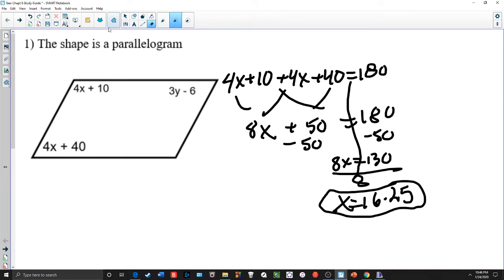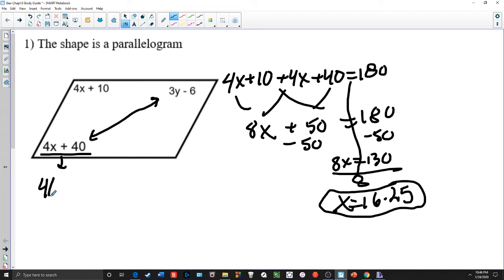Now, in order to get the y, we know the second rule, which is that angles that are diagonal from each other are going to be congruent to each other. So this angle down here and this angle up here are going to be equal. So that means that if I figure out how big this angle is, I can set up an equation with this angle up here. So let me go back and plug this in for x to see how big this 4x plus 40 actually is. So how big is that 4x plus 40?